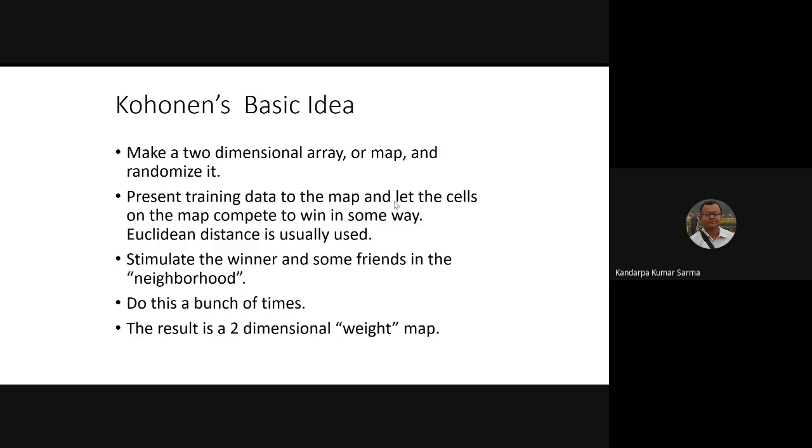This two-dimensional neighborhood or map you need to take and first randomize it, present the training data to the map, and let the cells on the map compete to win in some way. You may take the Euclidean distance as a measure, and then stimulate the winner and some friends to form a neighborhood. Now do this a bunch of times, repeating it multiple times, and the result shall be a two-dimensional weight map, which will represent the SOM's topology, and the neurons forming the clusters will lead to the completion of the classification.